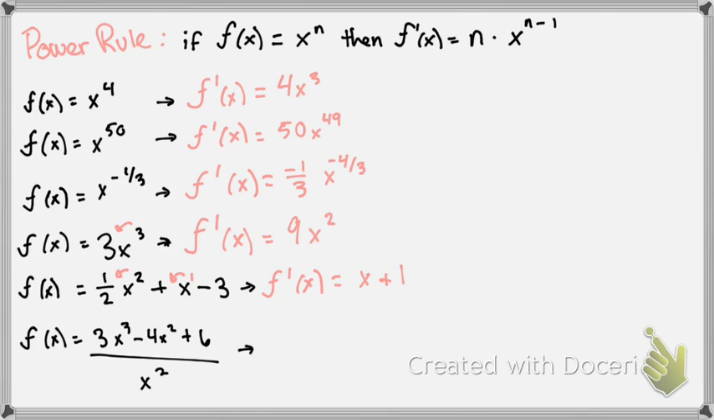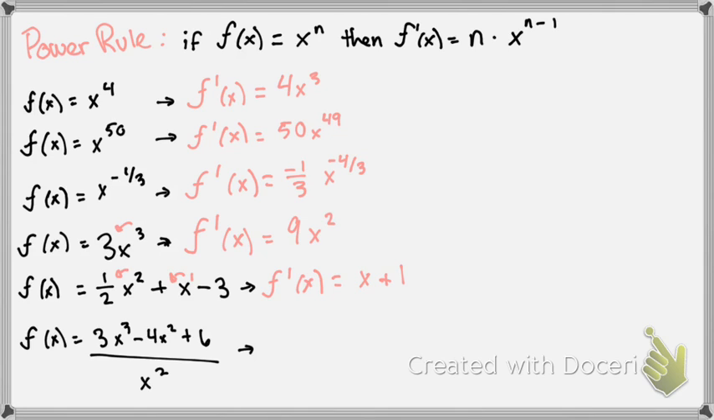And then it would be 1 times x to the 0, which is the same thing as 1, so we're just going to leave that off, right? Because anything to the 0th power is 1. And then, as you can see, the minus 3 doesn't have an x, so we're going to leave that off, right? That's not going to be a part of the derivative. It gets dropped off.